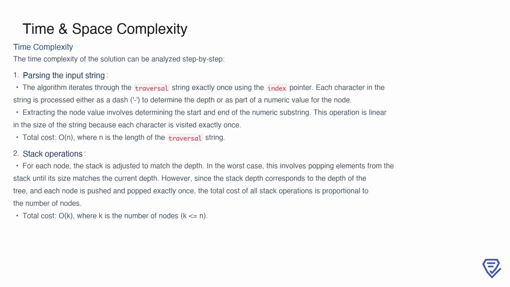Next, we consider the stack operations. For each node, the algorithm adjusts the stack to reflect the current depth level. In the worst case, nodes may need to be popped from the stack repeatedly, but since each node is pushed and popped exactly once over the course of the traversal, the total cost of all stack operations is proportional to the number of nodes, or O(k), where k represents the total number of nodes and is at most equal to n.